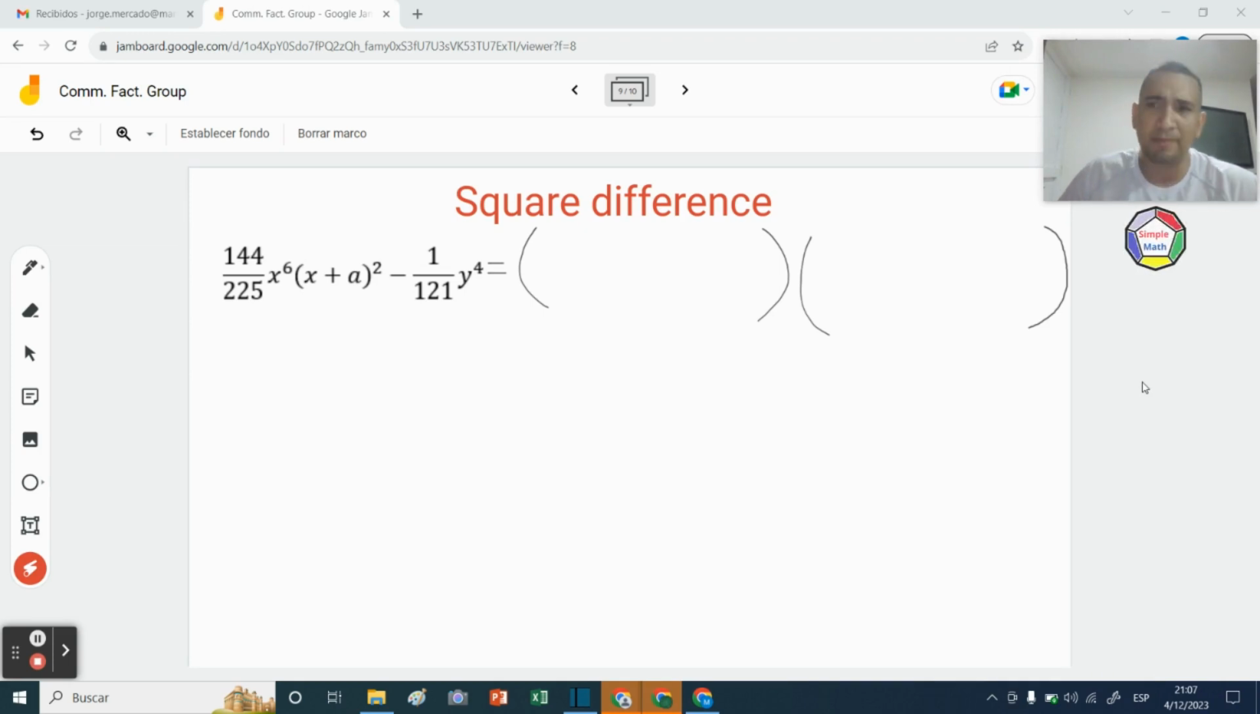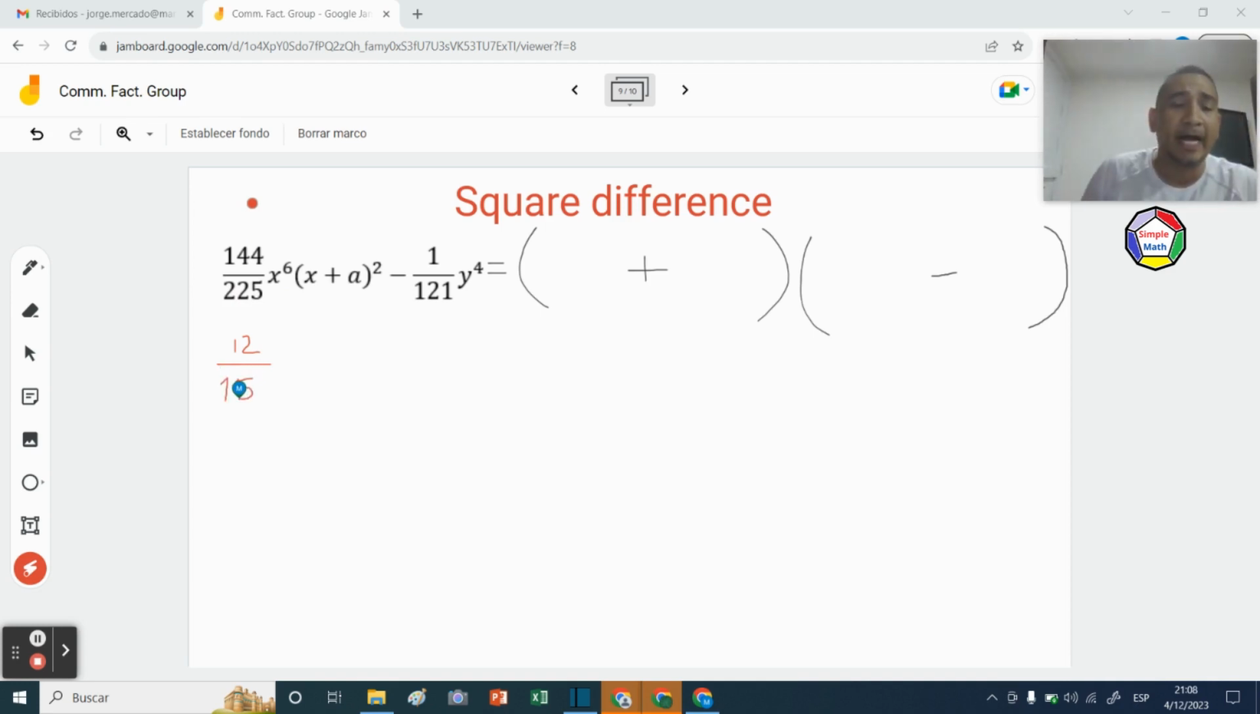So remember, in the first parenthesis, we can write plus or minus. It's up to you. But in the other one, you write the opposite sign. So in this case, let me write plus here, and in the second parenthesis, we write a minus. Now we need to get the square root of the first term. The square root of the fraction, the square root of 144, is 12. So we write the fraction 12 over the square root of 225, in this case 15.